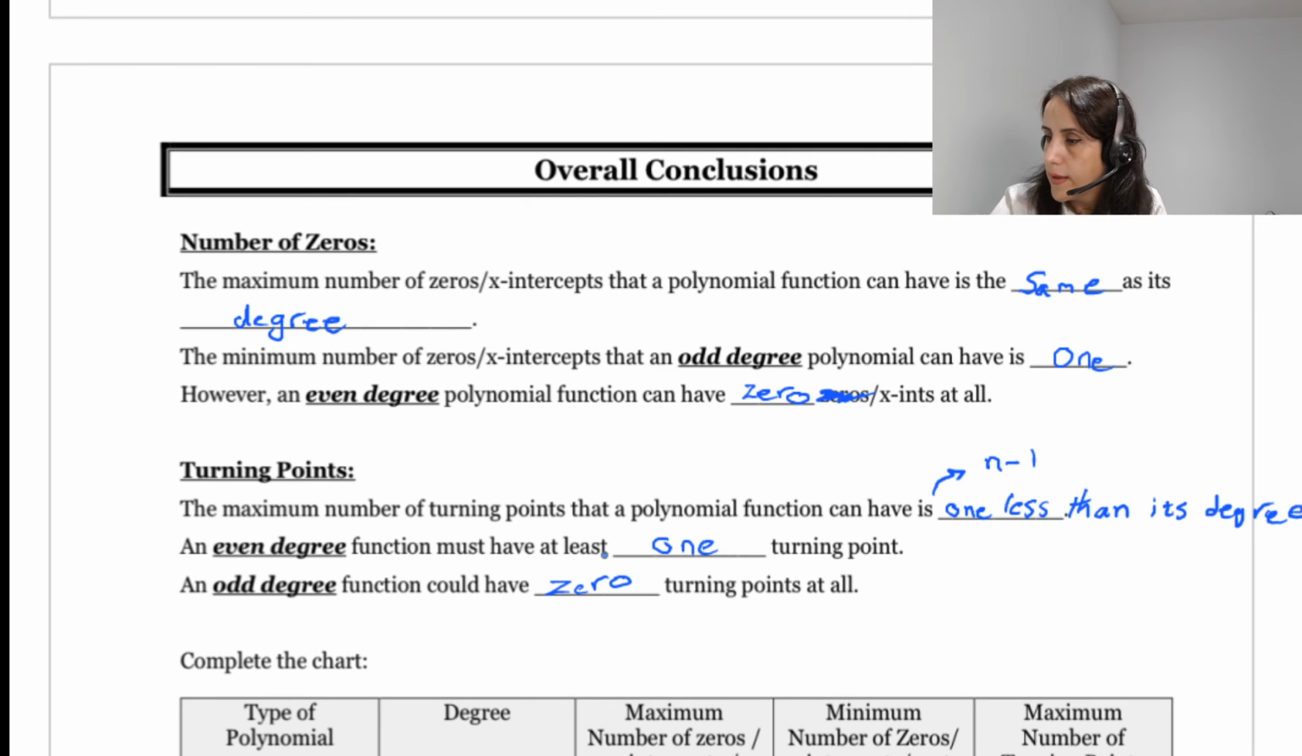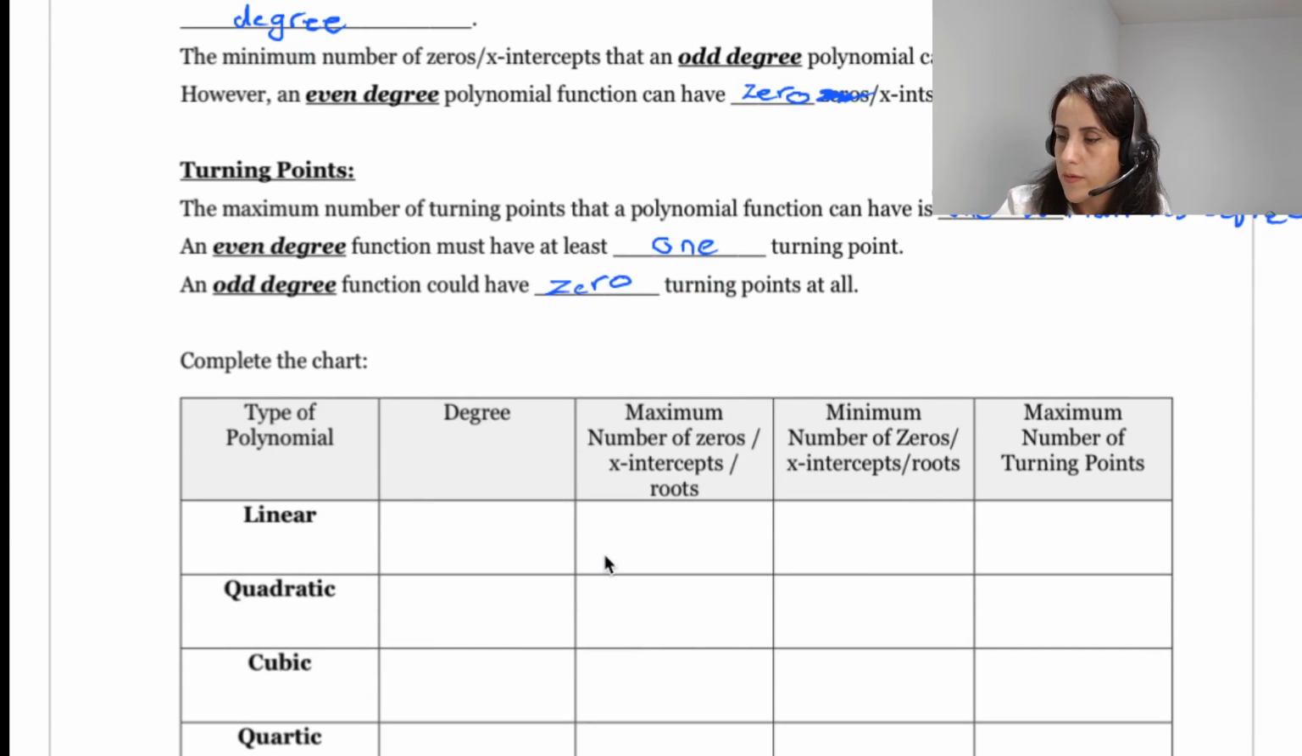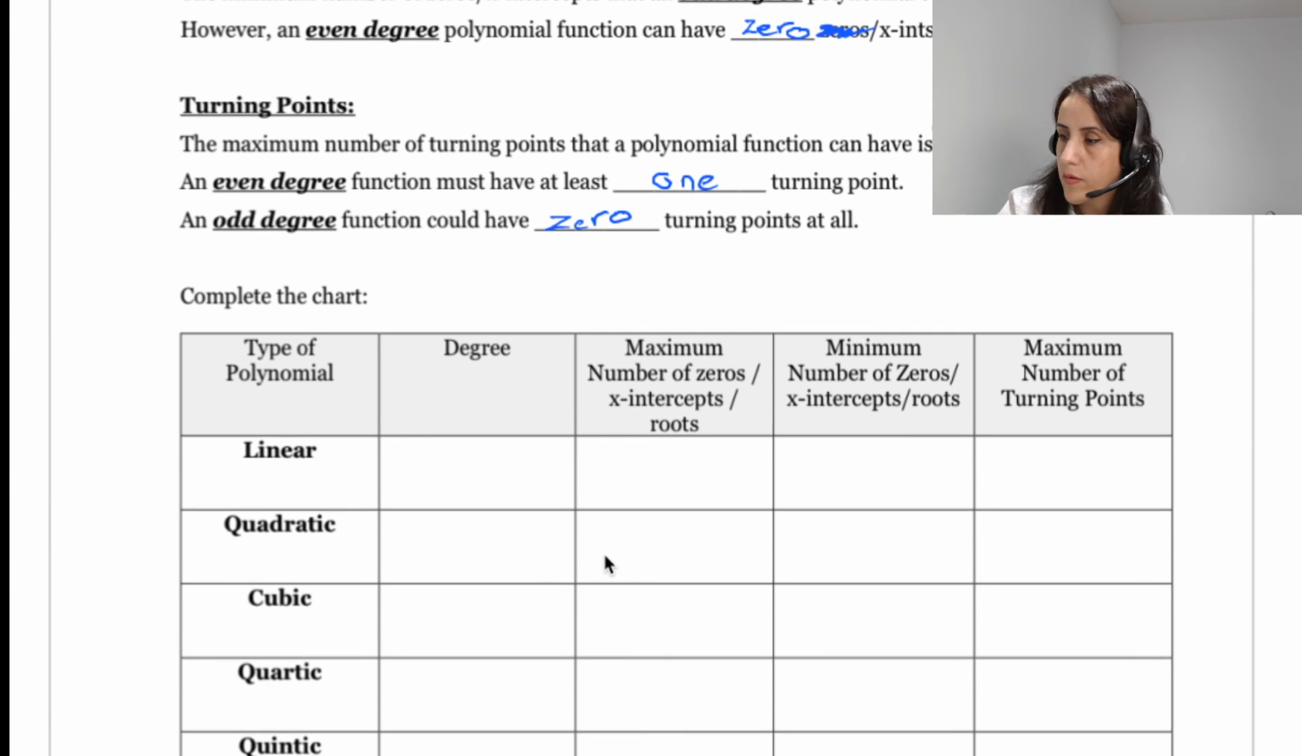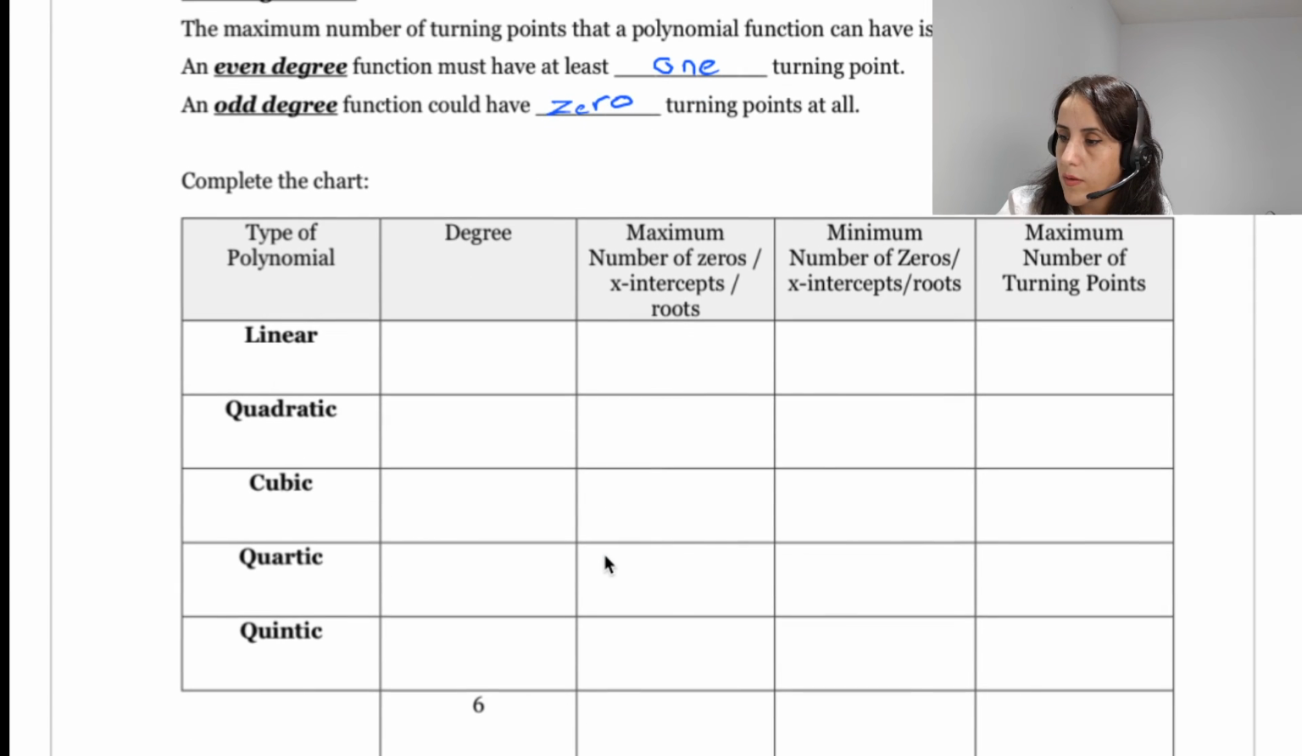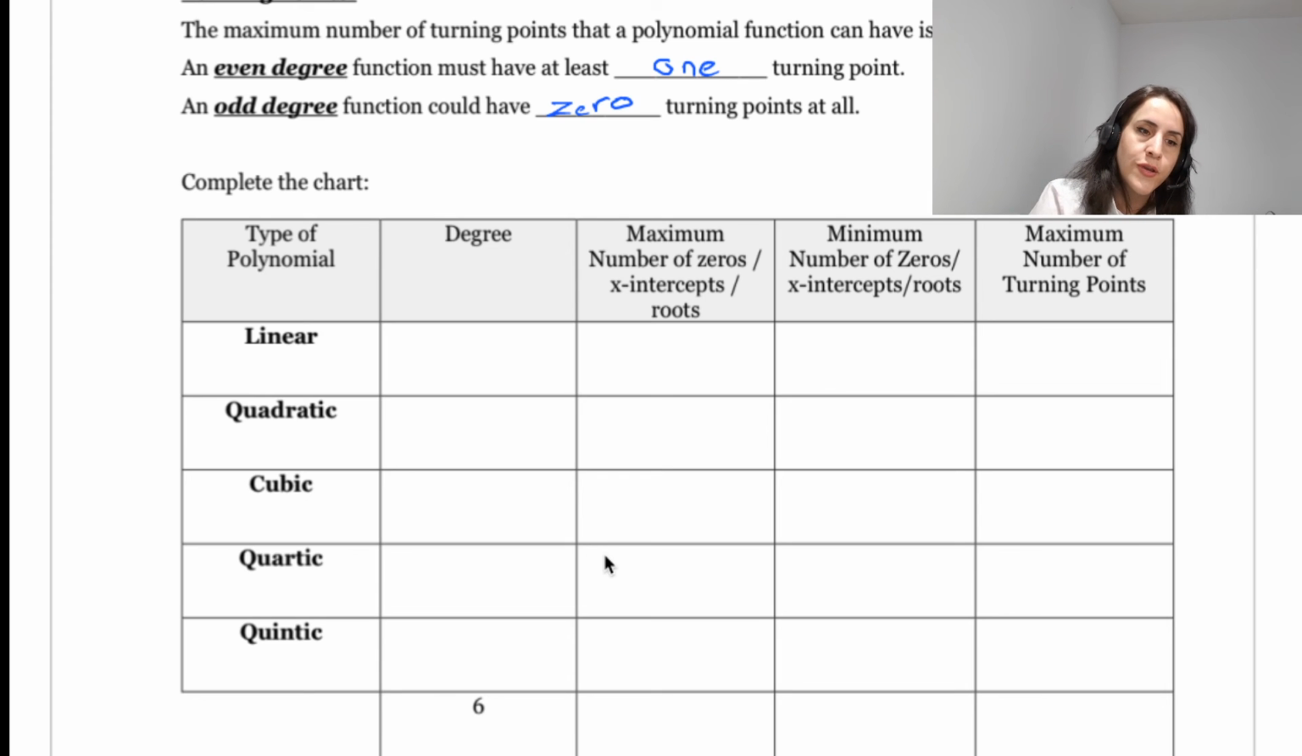Okay. Here there is a chart. Let's answer together fast. A linear function has degree 1. Maximum number of zeros is 1, because the degree is odd. Minimum, 1. Maximum number of turning points is 0. For a linear function, I know what the shape looks like, yes? There is no maximum or minimum on linear functions.